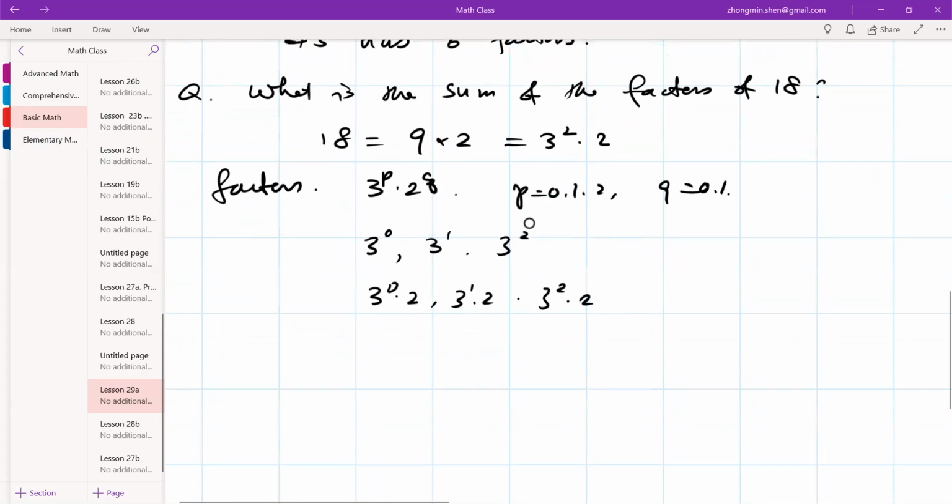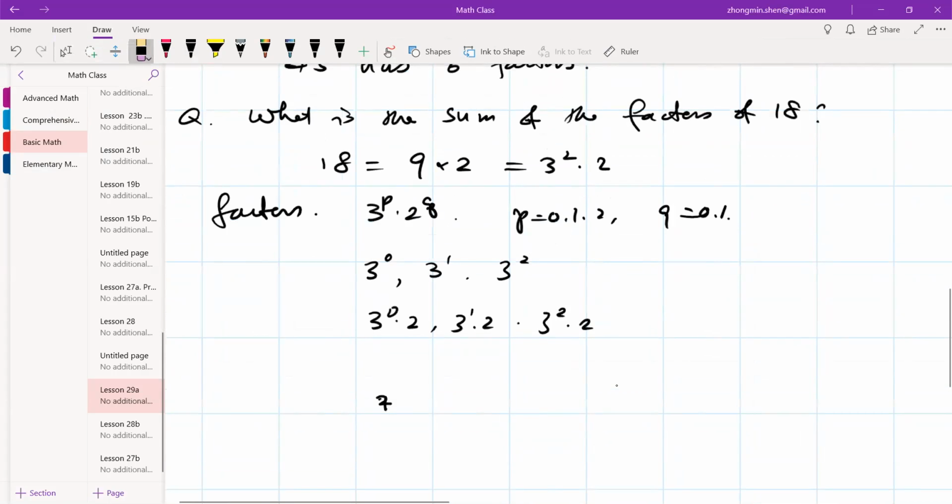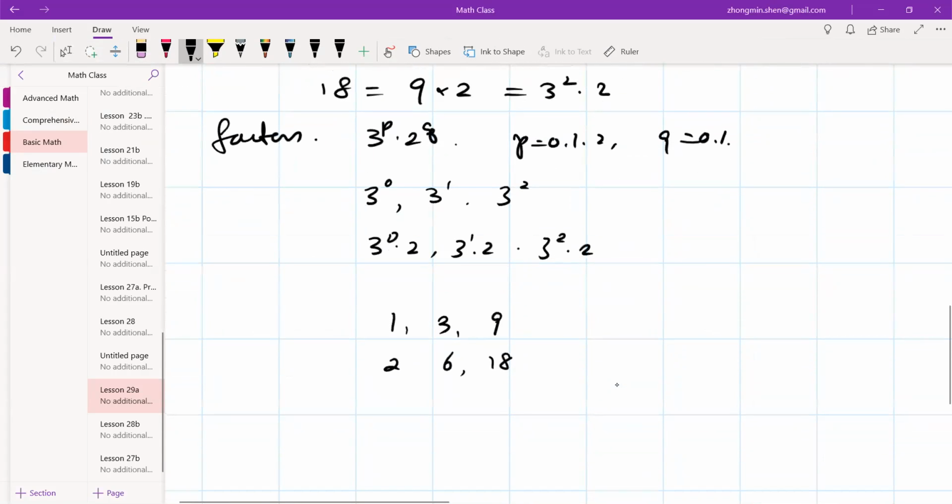You can add them together directly. So these factors are 1, 3, 9. Then 2, 2 times 3 is 6, and 2 times 9 is 18. So that's why you have this many. You can add them together directly, okay? So 1 plus 3 plus 9 plus 2 plus 6 plus 18.